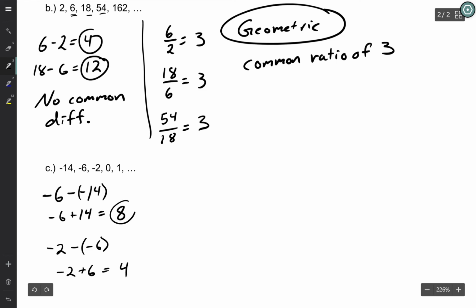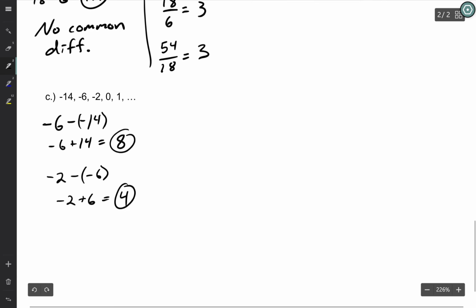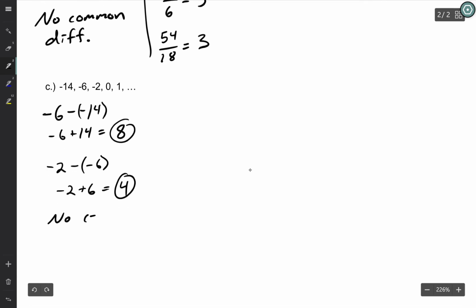Okay, because these are different, it's not arithmetic. So no common difference.